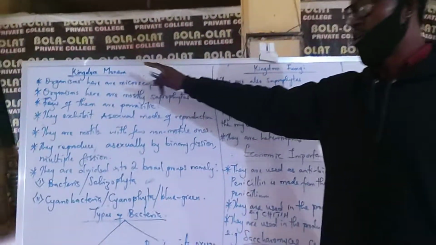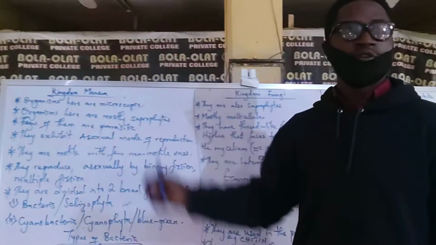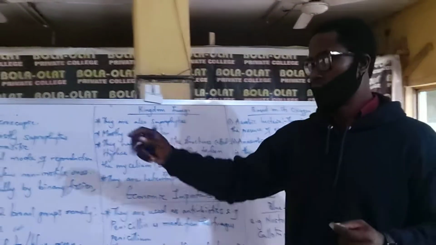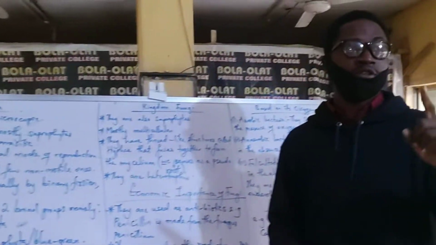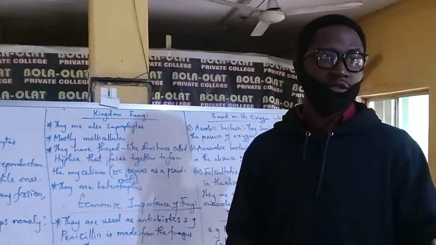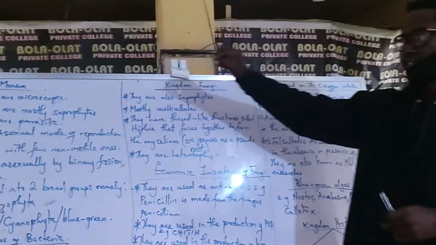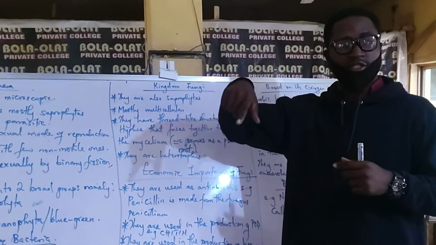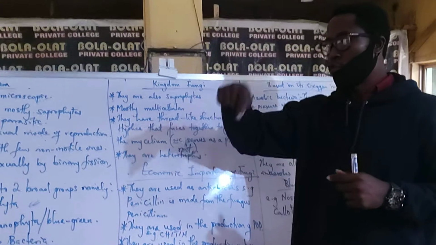You have kingdom Monera. The difference between the specialty of this kingdom is that it's the only kingdom that has prokaryotic cells. Every other kingdom is made up of eukaryotic cells. That means it's the only kingdom that has its nucleus scattered in the cytoplasm of the cell. Like I told you earlier, it's a prokaryotic nucleus, a nucleus that has no membrane.